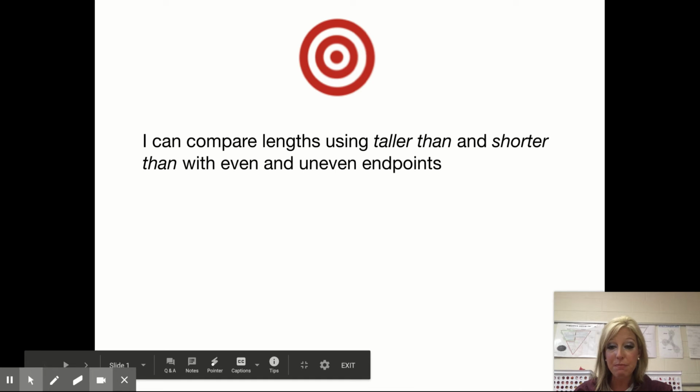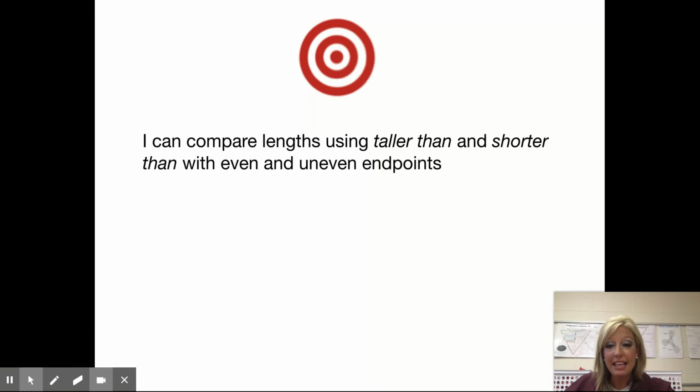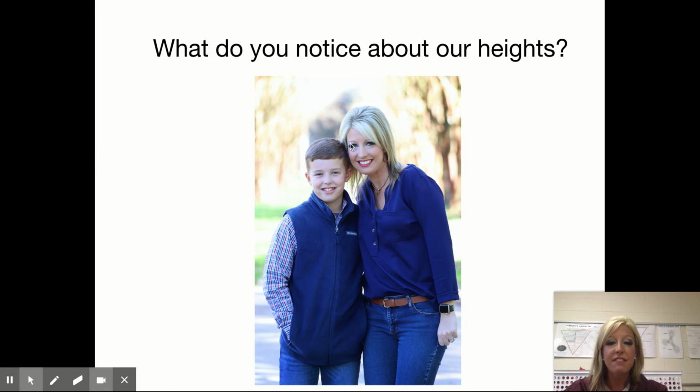Today we're going to do Mission 3, Lesson 1. The objective of our lesson is I can compare lengths using taller than and shorter than with even and odd endpoints. The first thing I want you to do is study this picture right here.